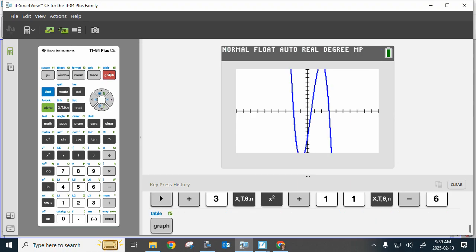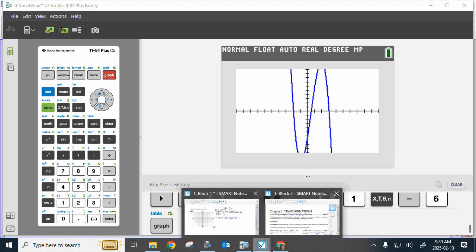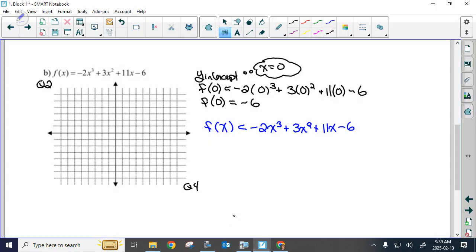What nice, neat x-intercept do you guys want to dive into? Which one do you want to use? -2? Okay, let's use -2. So what did we do yesterday? We fully factored these expressions.